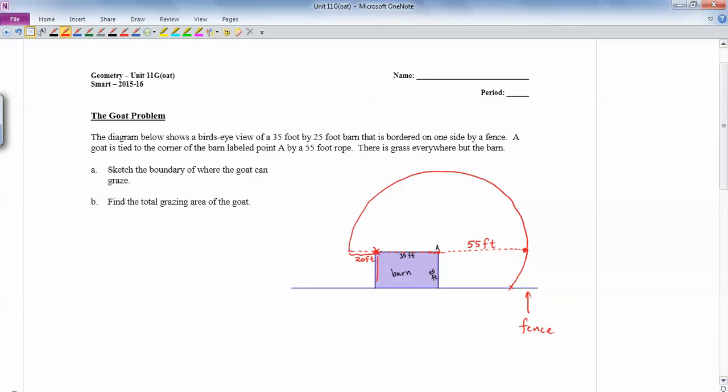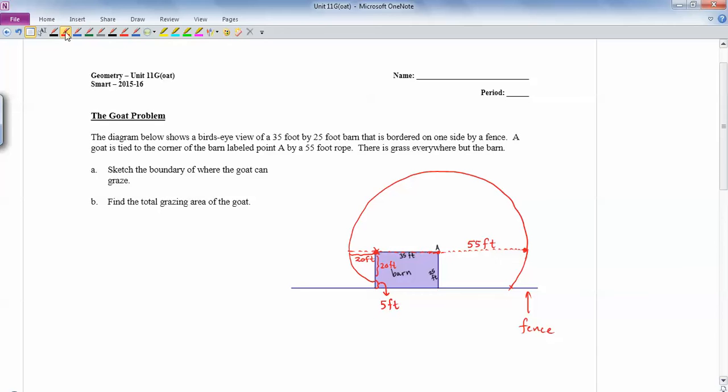So since this side right here is 25 feet, he's not going to hit all the way at the bottom of the barn there, the bottom corner. He's going to hit it right about there, where this is 20 feet, and the leftover down here is 5 feet. There, I'll kind of do this. 5 feet.